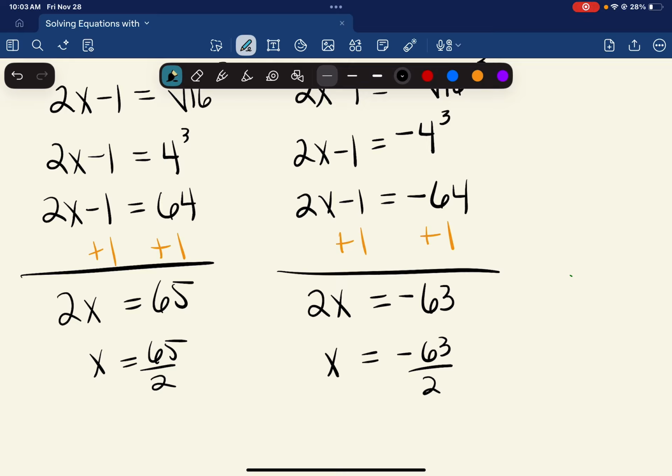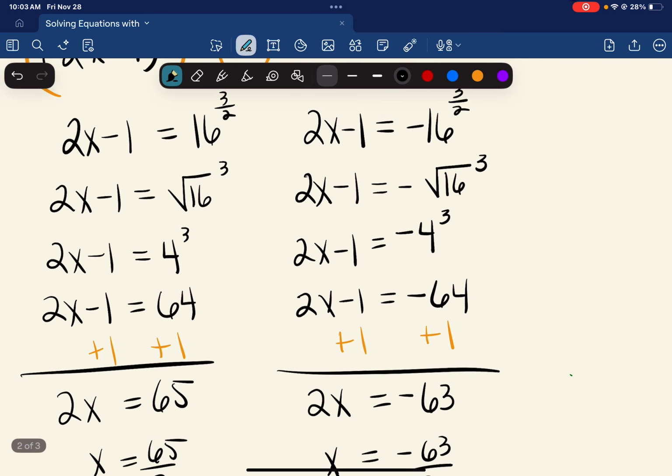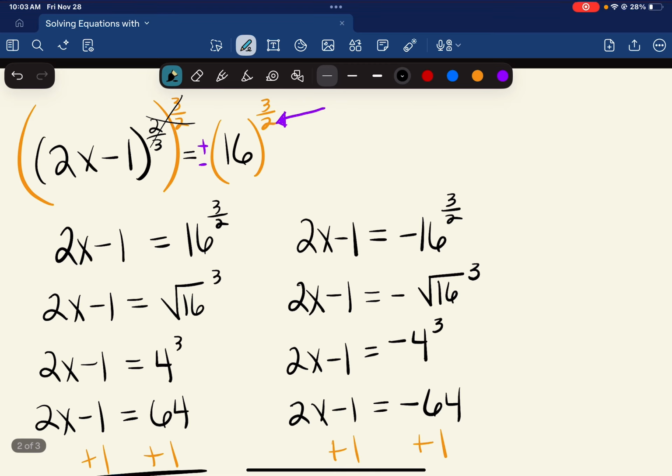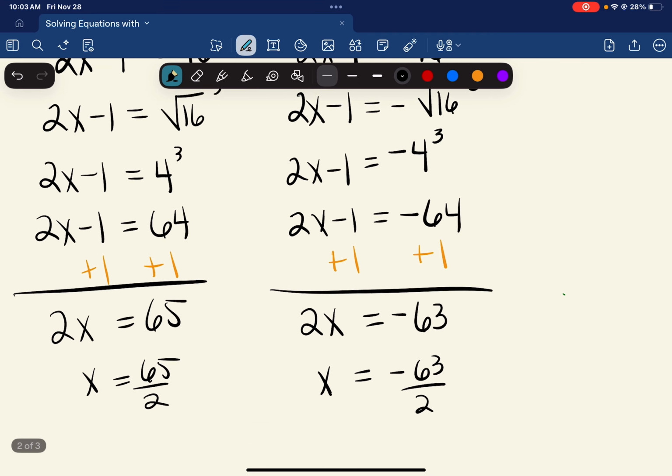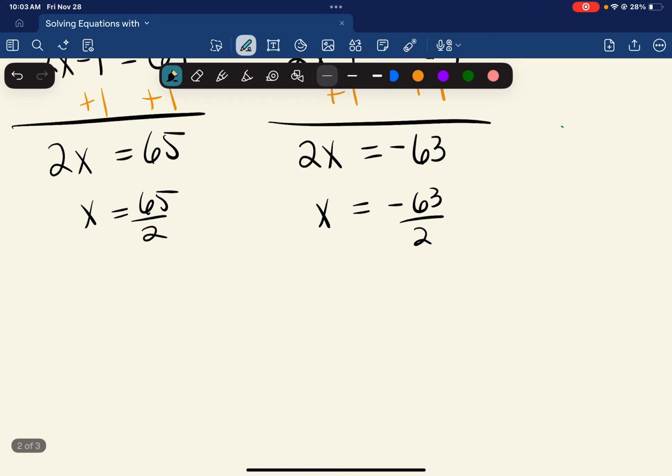Phew. All right. So we have our two solutions, but we've got to check them both. And I know that seems labor intensive, but you know what? It's got to be done. So our original equation, don't forget, was 2x minus 1 to the 2/3 power equals 16. So let me write that down. 2x minus 1 to the 2/3 power equals 16. That was our original equation.